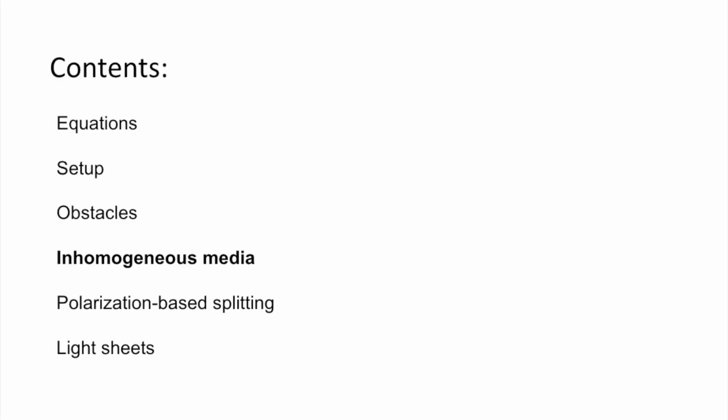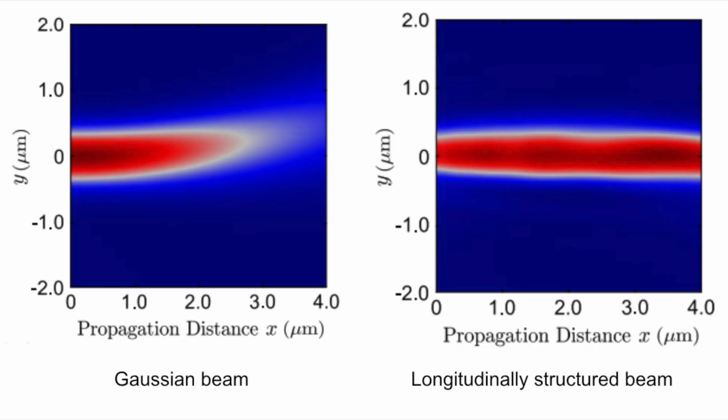In a previous video, we showed the ability of longitudinally structured light to follow curved paths through homogeneous media, but just as impressive is how it can follow linear paths in inhomogeneous media. As an example, a beam is passed through a material whose index of refraction varies linearly in the y direction. On the left here is a Gaussian beam, which is bent and dissipated by the optical gradient. On the right, however, our structured beam is able to follow a straight path, as well as keep a consistent intensity at its center the entire way through.